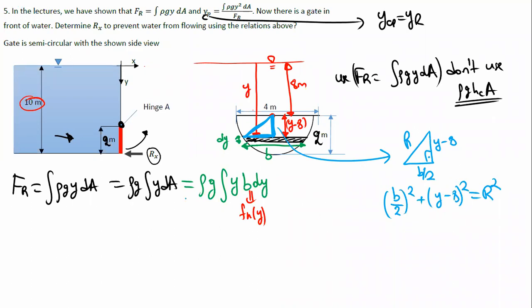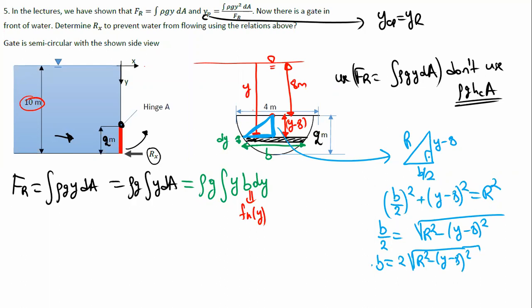Since I'm interested in the value of b as a function of y, what I will do is that b by 2 will be equal to the square root of r squared minus y minus 8 squared. And since we have the 2 value here, we can find the b value, which will be 2 times the square root of r squared minus y minus 8 squared. This will be the b. I will just put the b value back here. So y is there, b is there, because it's a function of y, and r value is constant, it's 2 meters.